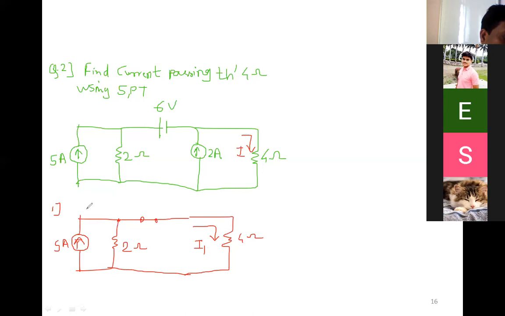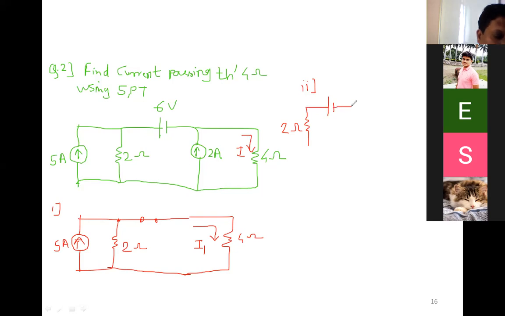So when only the 5 ampere current source is present in the circuit, after modification you have to draw the circuit here. For the second circuit, I want to keep the 6 volt as it is. So what do we have to do with the 5 ampere current source? Open circuit. So that I will not draw. Only the 2 ohm I will draw here. Next, the 6 volt I will keep as it is.